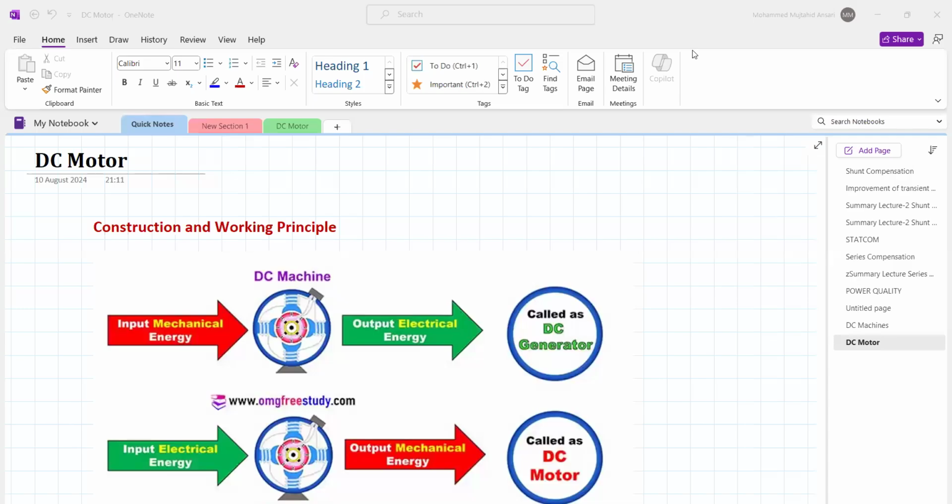Okay, welcome to electrical machine lecture. Today we are going to discuss DC motor. DC generator is already discussed, and in the DC generator itself, this diagram we have taken. So first we will see the construction and working operation of DC motor.